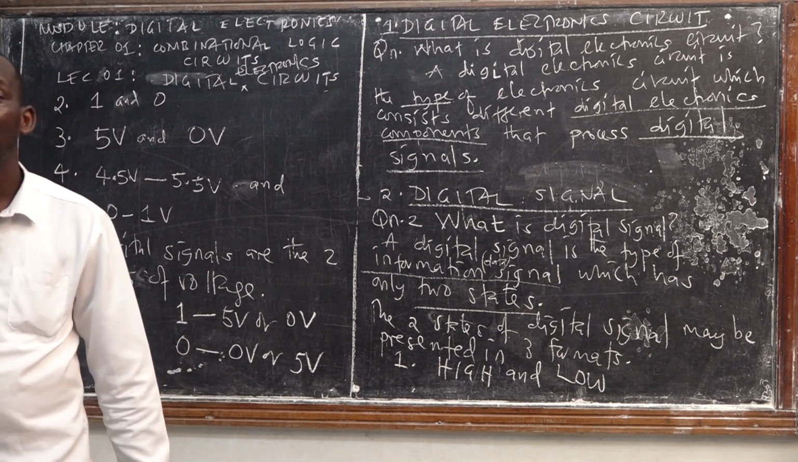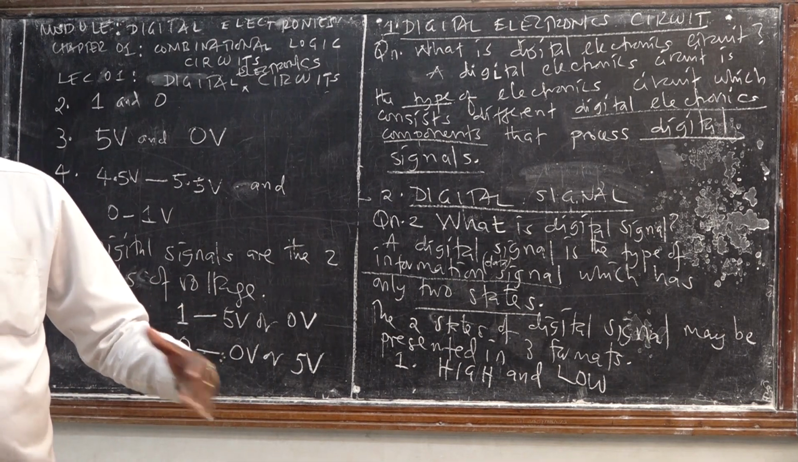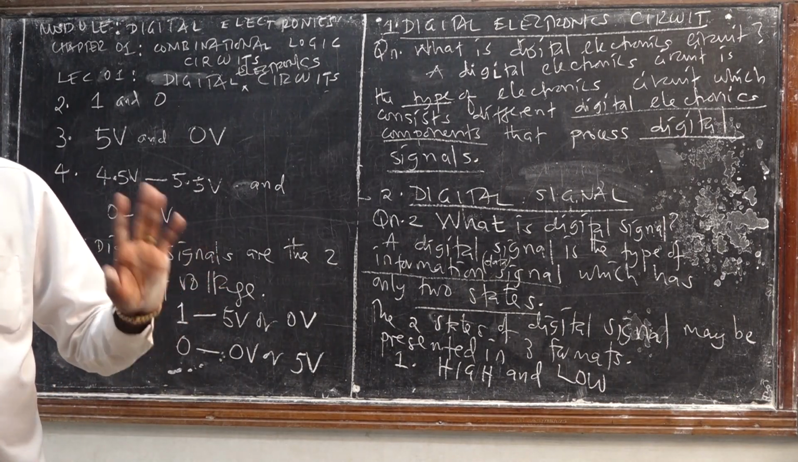Class, are we together? Because 0 bit is usually related with 0 volt, yeah? And 1, we used to claim 1 is 5 volt. No. That's not true.